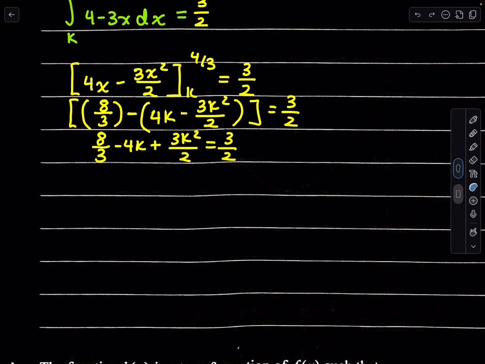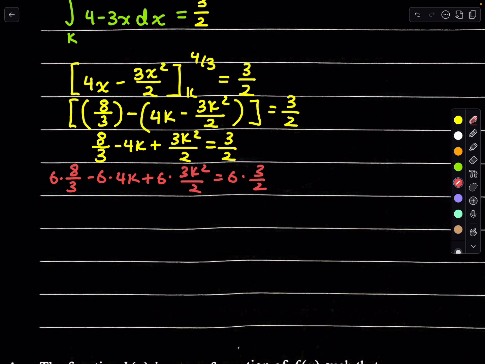So what I'm going to do is multiply everything by 6, because the common denominator is 6. Don't forget that: minus 6 times 4k plus 6 times 3k²/2 equals 6 times 3/2. Can you tell I just multiplied 6 to everything?